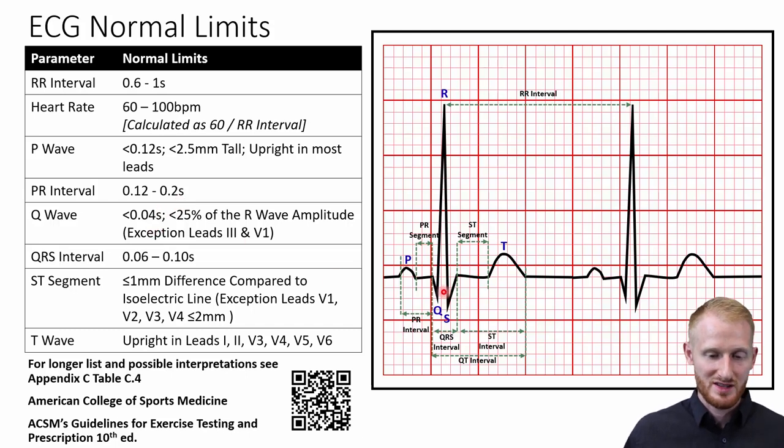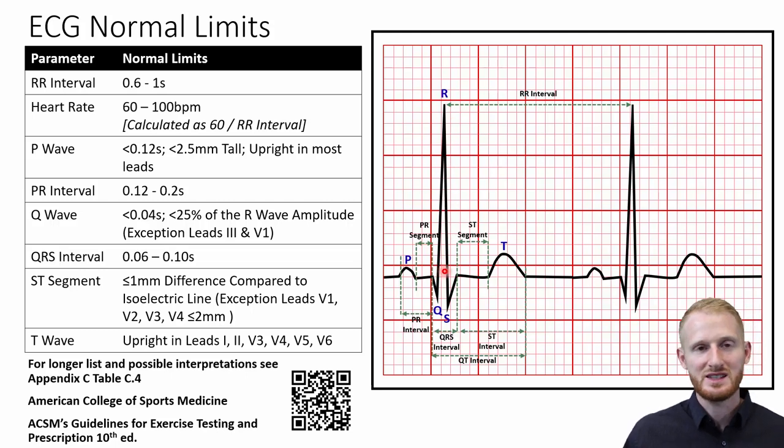The Q wave, which is this next little downward deflecting wave, is typically less than 0.04 seconds, so essentially less than 1 millimeter block wide, and it's also typically less than 25% of the R wave amplitude. If we look here at the R wave amplitude, we've got about 5 millimeters, about 10 millimeters, about 15 millimeters, and maybe one more.